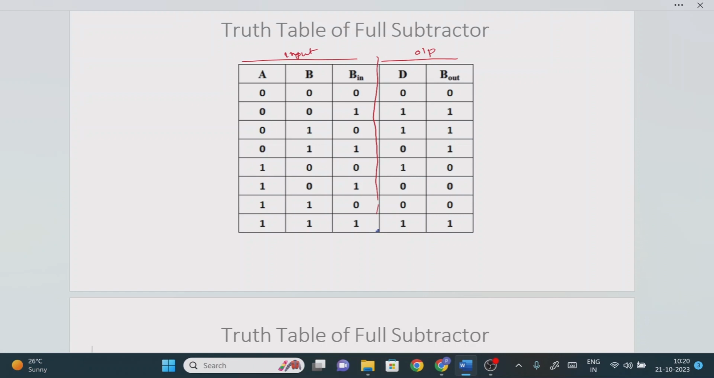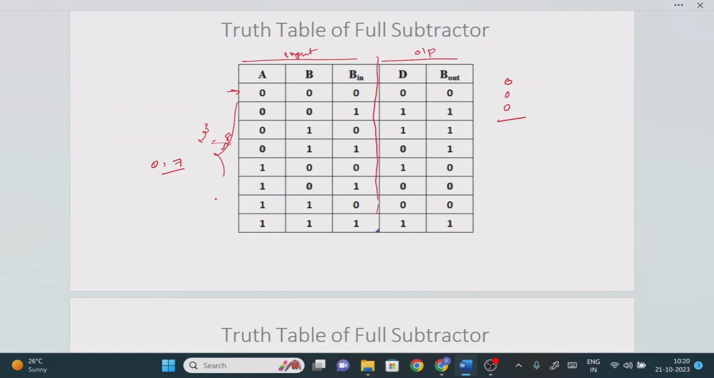3 inputs means we will be getting 8 possibilities. 2 power 3 inputs means 8 possibilities, from 0 to 7. So these are the input possibilities. Now what we have to do is find out the difference and borrow by performing the subtraction operation of these 3-bit numbers. First we will consider 0 0 0, so that we can find the difference value as well as the borrow value.